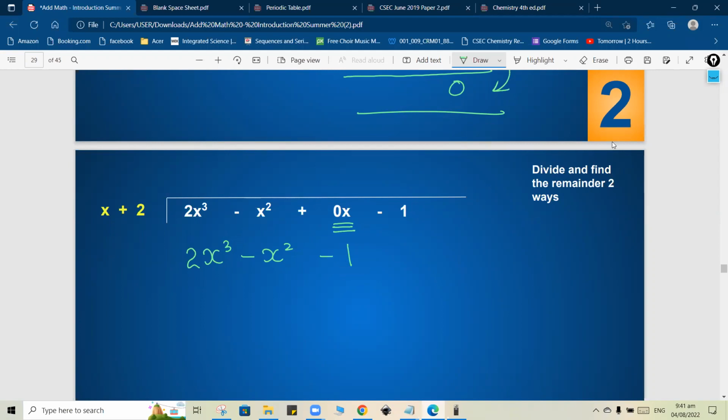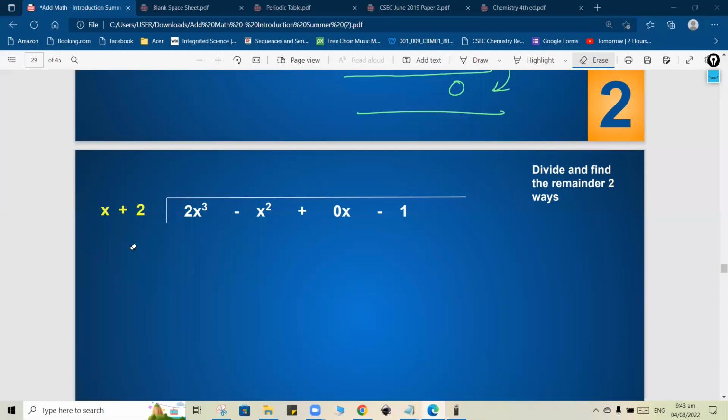But anyway, I'm asking you to do it the short way. Go and replace all the x's with a certain value. See if you can remember what the value is.